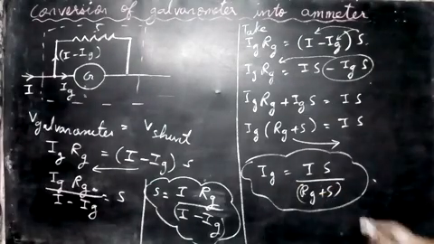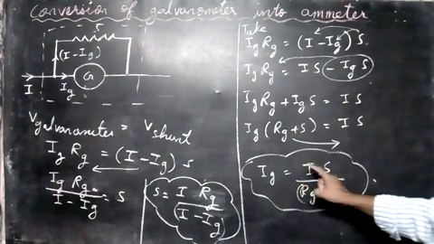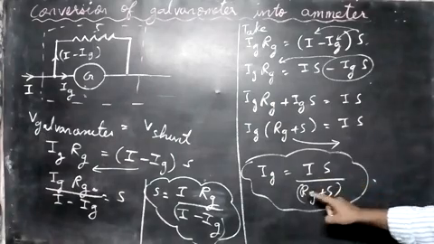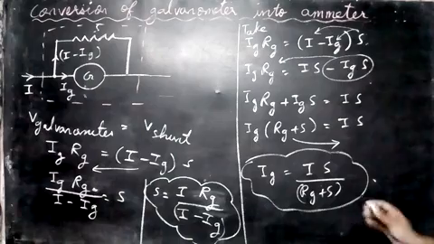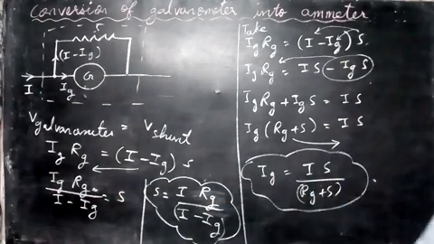So what do these terms mean? Ig means the current through the galvanometer which produces maximum deflection. I is the current through the outside circuit. S is the shunt resistance. Rg is the resistance of the galvanometer. So it's very easy to find the shunt resistance and the current through the galvanometer. It's a simple thing only.